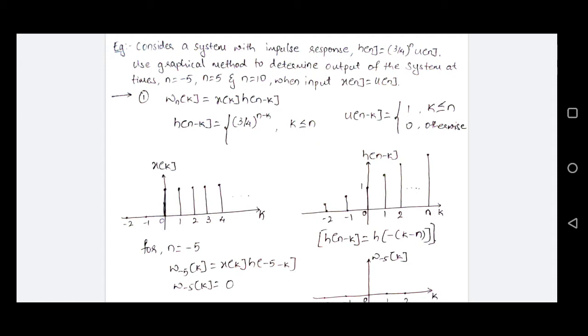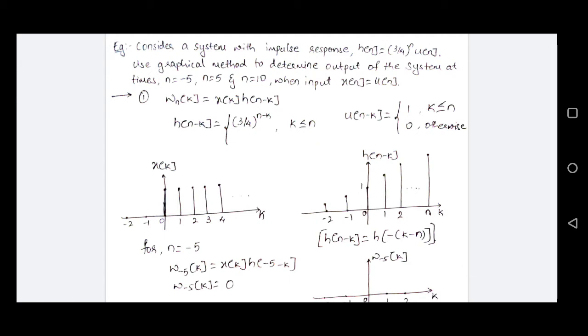To begin with, we'll write the expression for the intermediate signal. Intermediate signal for convolution summation is defined as w sub n of k equals x of k h of n minus k. Now we'll plot both the input and the impulse response h of n minus k with respect to k, and both of them have been represented here. x of k, for k the independent variable, is a discrete time unit step function, which will be from 0 to infinity at integer values only, where the magnitude will be 1.